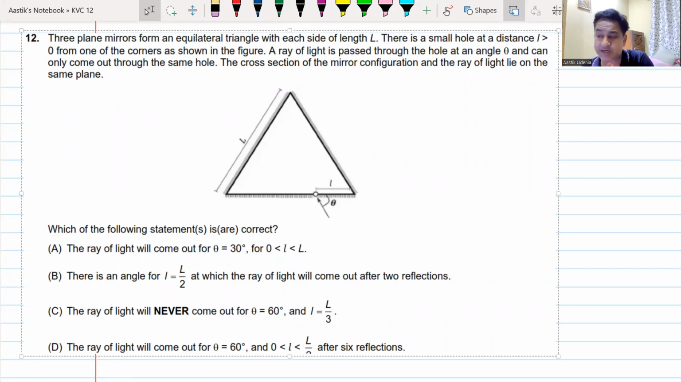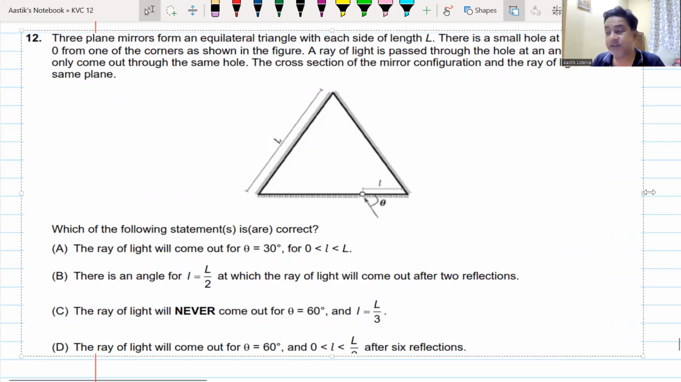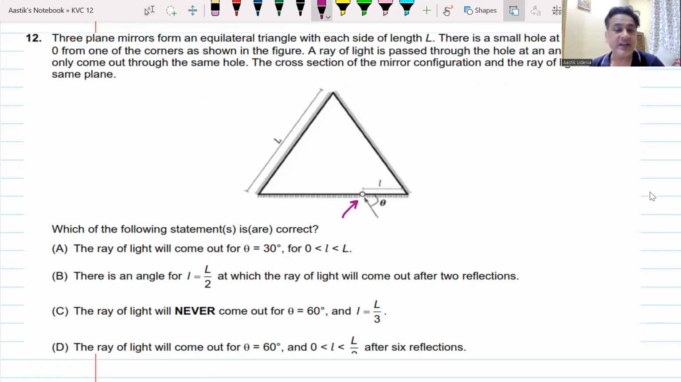That is the question from JEE Advanced, paper number 1, question number 12. Multiple options are the most difficult ones to solve in any JEE. Three plane mirrors form an equilateral triangle of side L. There is a small hole, as you can see. There is a small distance l from one of the corners, as shown in the figure. A ray of light passes through that hole at an angle theta. You can see this angle theta.